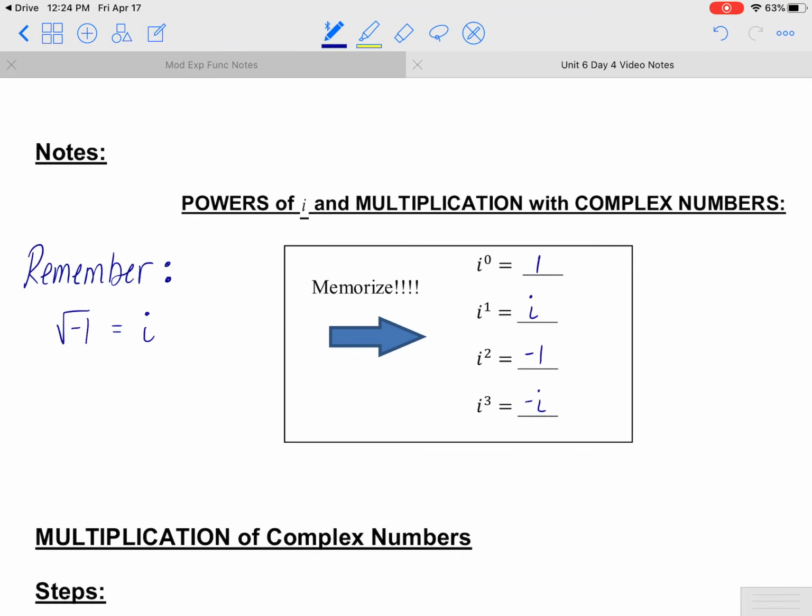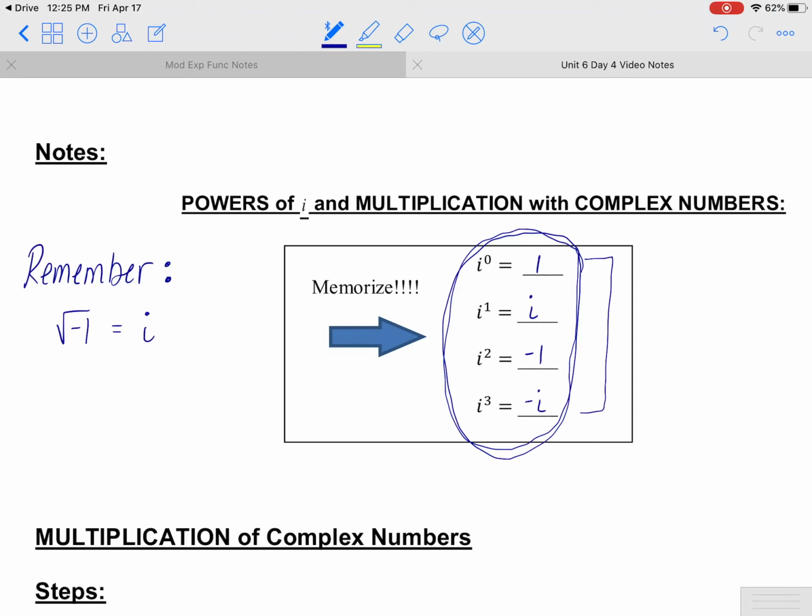Hey guys, we're going to take a look at our next part of multiplying complex numbers. But before we get into the multiplication, we have to talk about what happens when we multiply the letter i in our complex number. These are going to be the powers that you might come up with in the problem. Anything raised to the 0 power would be 1, which you already know. Anything raised to the first power is obviously itself.